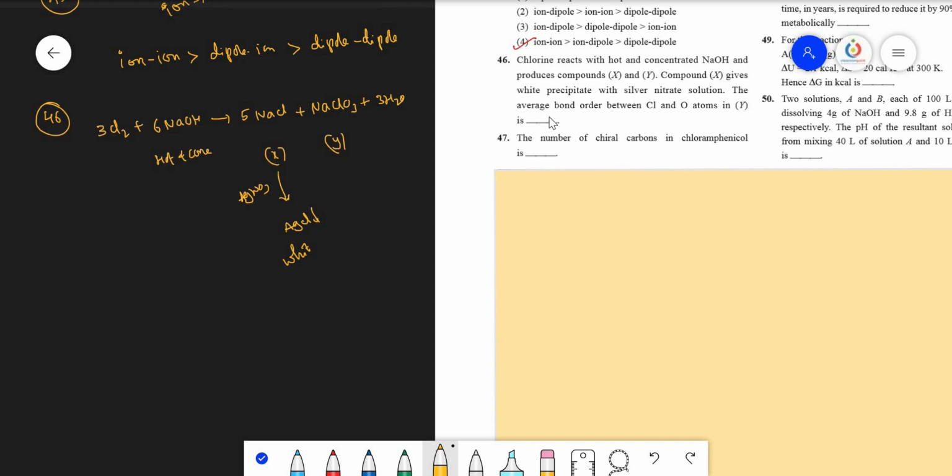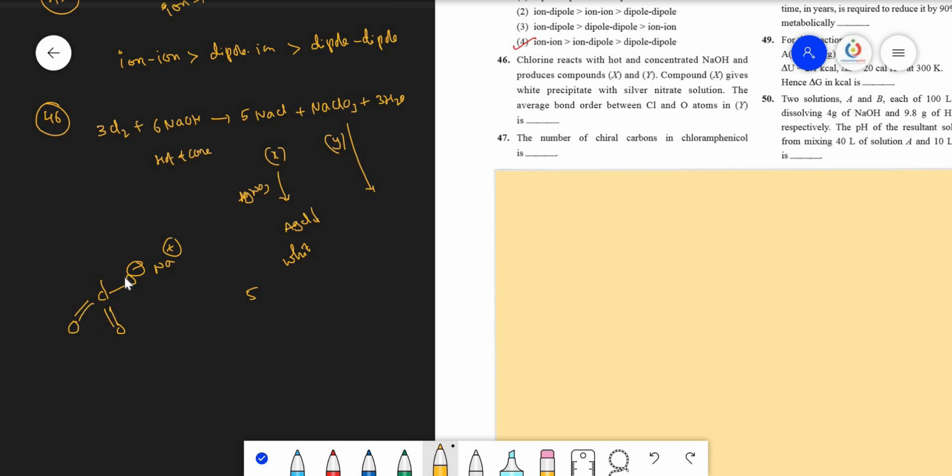The average bond order between the chlorine and oxygen atoms in compound Y is. So here they are asking the average bond order in compound Y. Compound Y is NaClO3. So ClO3 basically has a shape like this, tetrahedral shape that I have mentioned like this. So Cl, 3 oxygens, here Na plus. How many bonds are there? 1, 2, 3, 4, 5 bonds are there, and it is able to develop 3 resonance structures.